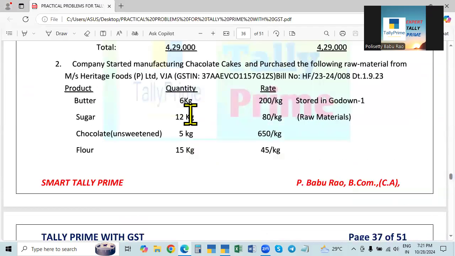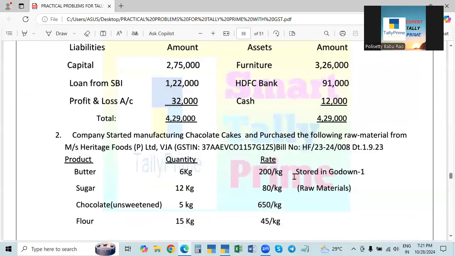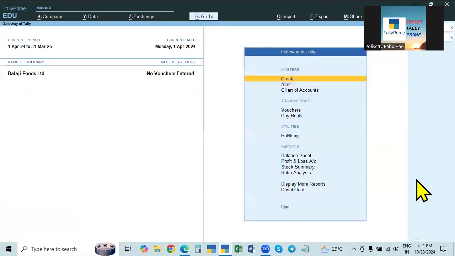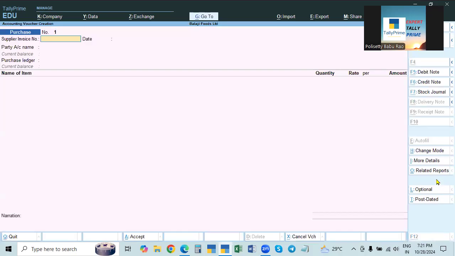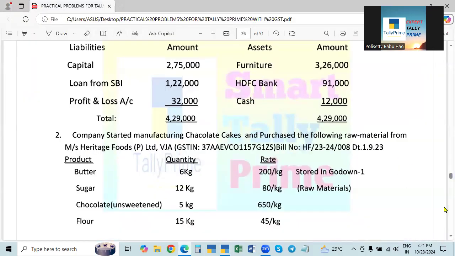For manufacturing that, we purchase the raw material from Heritage Foods, Jivada, with this invoice number. So now we will go to vouchers. We will take the date 1st April. Here it is given 1st September, but we are taking 1st April.